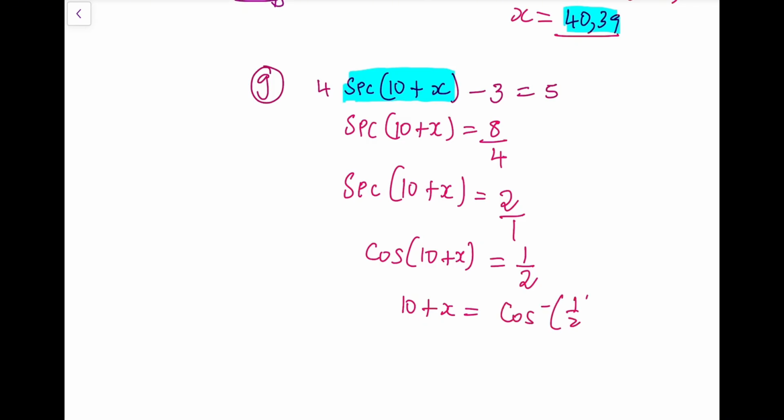And then from here, we can now say 10 plus x is equal to arc cos of 1 over 2. So what is arc cos of 1 over 2? It is equal to 60. And then if we transpose 10, we are going to have our x is equal to 60 minus 10. So x is equal to 50 degrees. And then we are done.